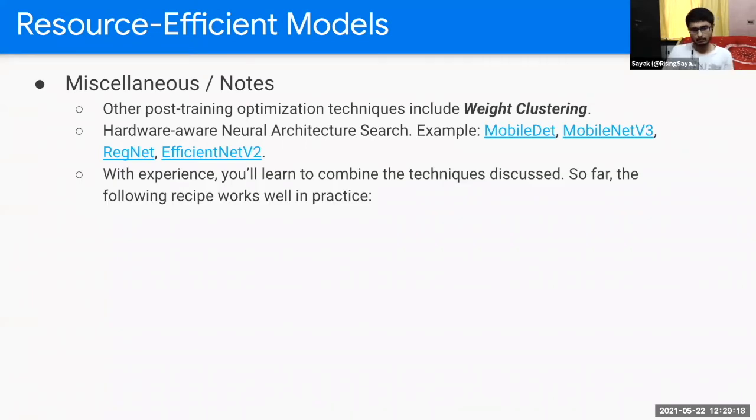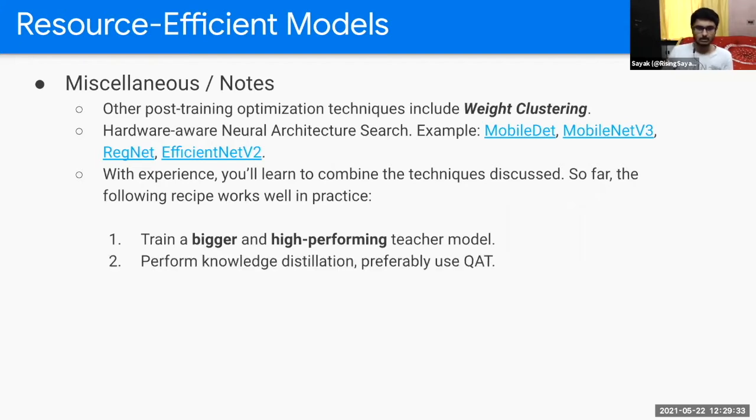Yeah, so my point is, with experience you will learn to combine different techniques discussed so far. And here's one recipe that has worked well in my experience. Basically the idea is to train a bigger and high performing teacher model, perform knowledge distillation, preferably using quantization aware training, because ultimately if your goal is to deploy it on a mobile device, you would likely use quantization, and you wouldn't want your model to incur any information loss that's induced by post training quantization. So it's always good to train your student model using quantization aware training.